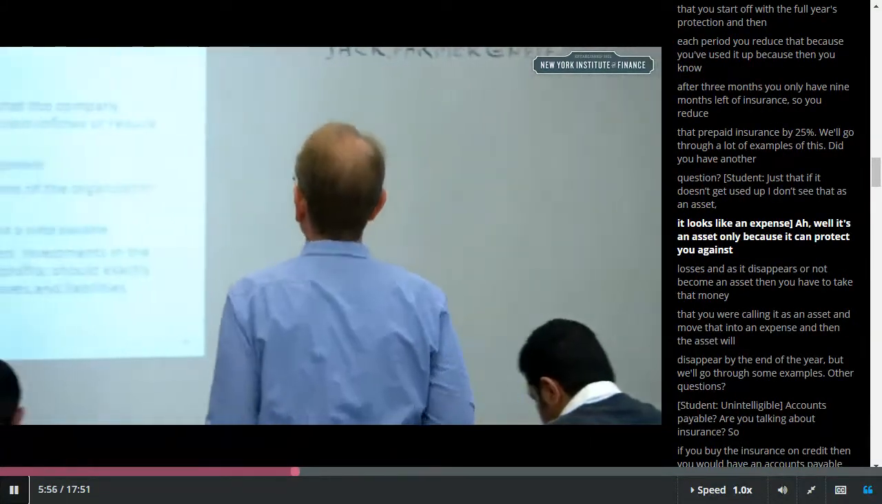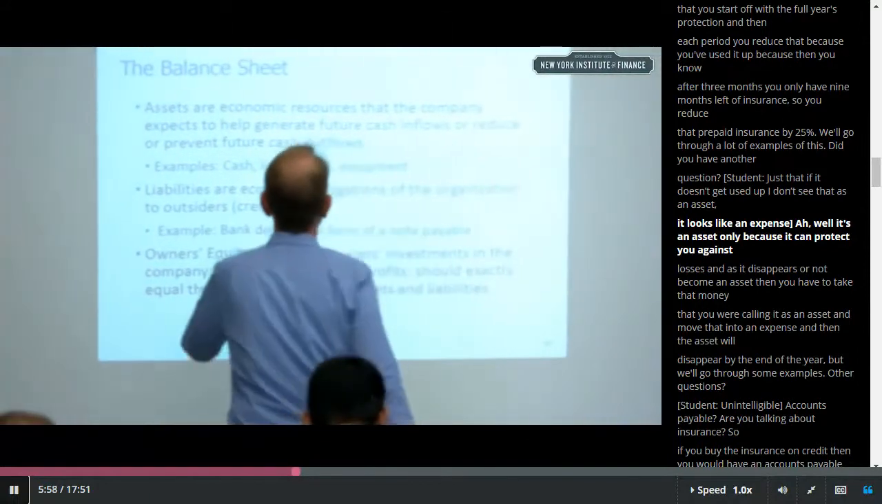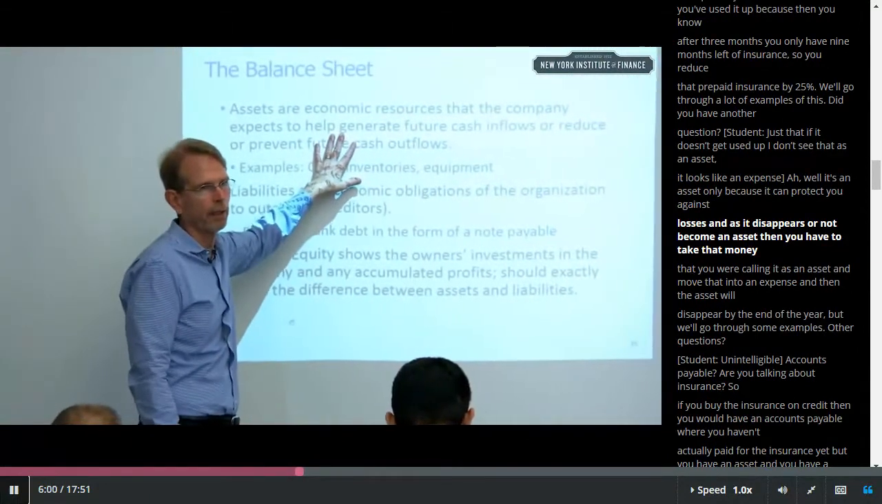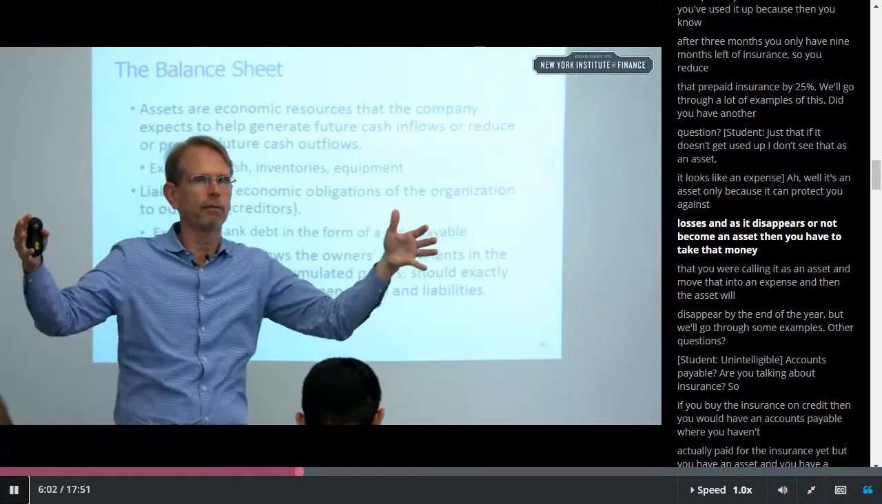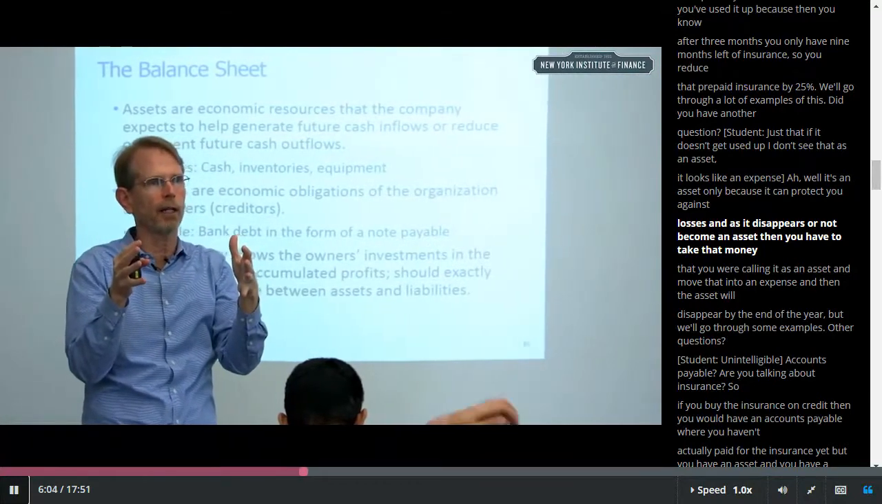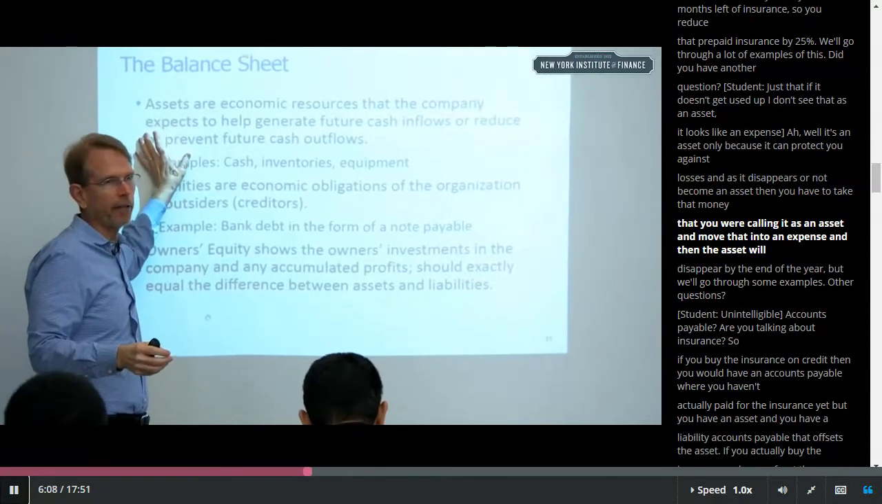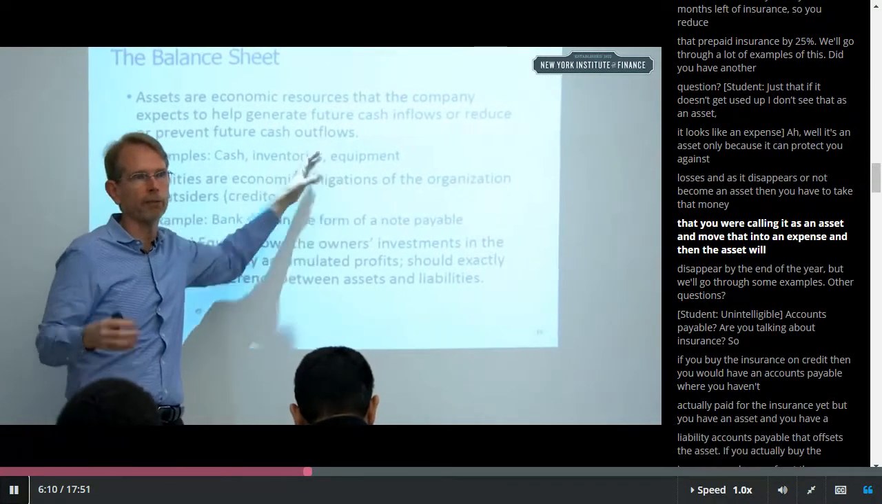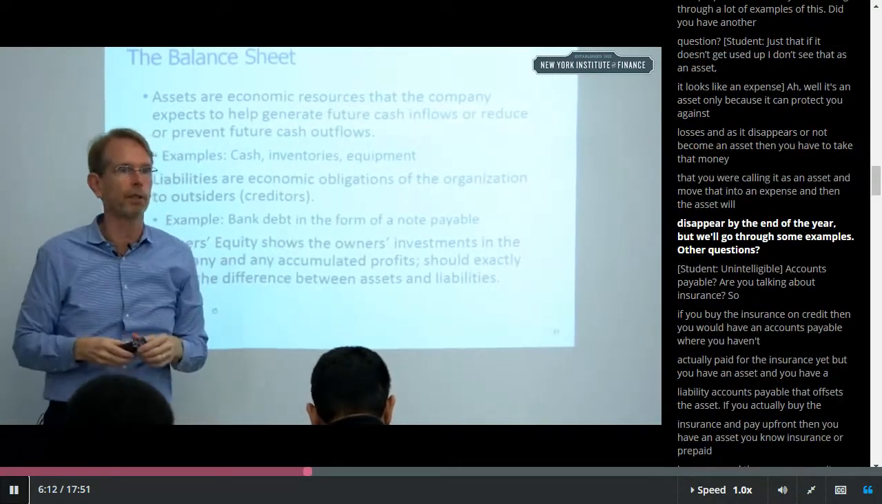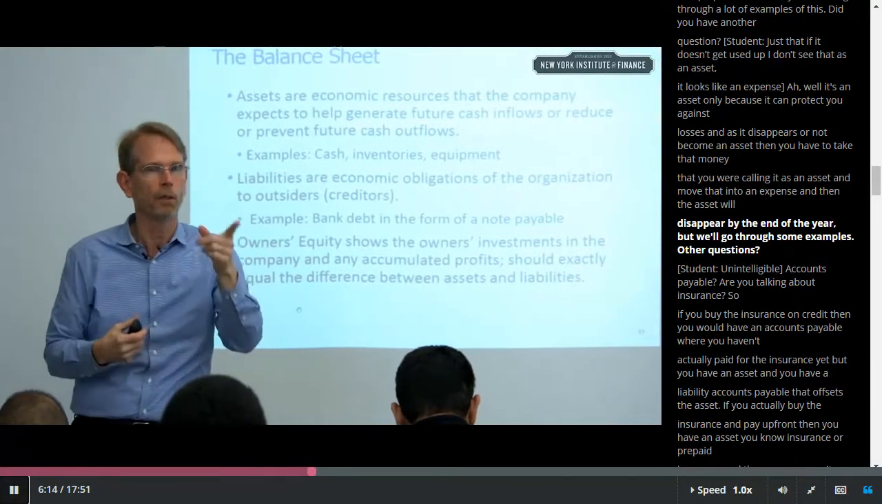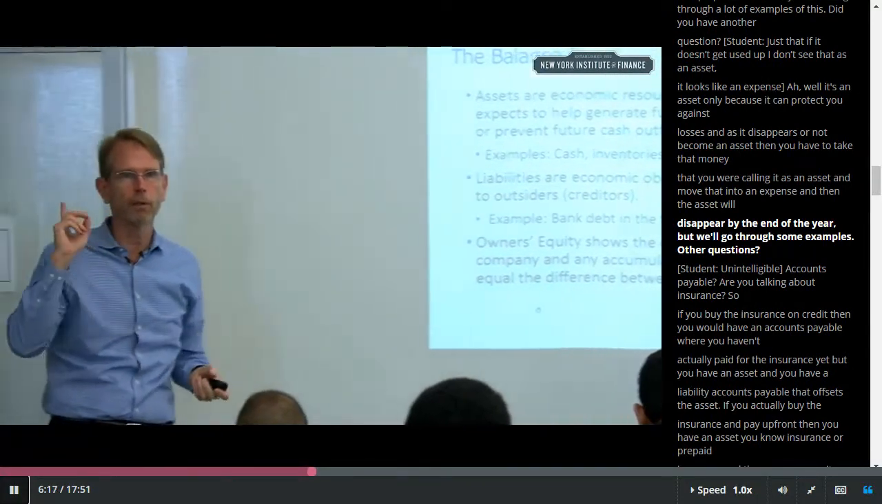Well, it's an asset only because it can protect you against losses, and as it disappears or is no longer an asset, then you have to take that money that you were calling an asset and move it into an expense, and then the asset will disappear by the end of the year. We'll go through some examples. Other questions?